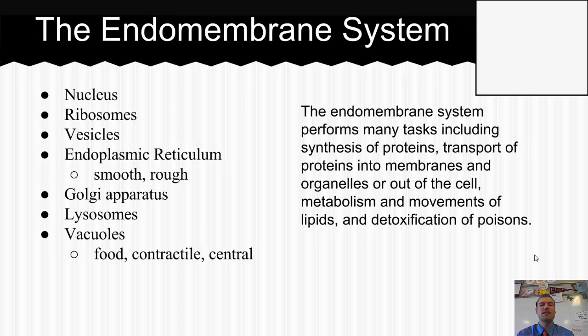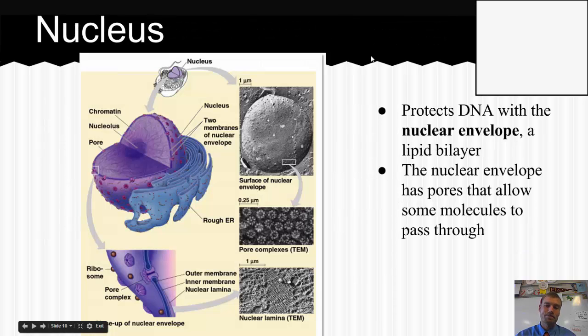So the endomembrane system basically is a lot of the organelles that are going to be involved in the jobs of protein synthesis, transporting proteins to membranes and out of cells, as well as some of metabolism, although most of metabolism is done by some other organelles that we'll learn next time. And then moving of lipids and detoxification of poisons. And these are some of the organelles that are found within that system.